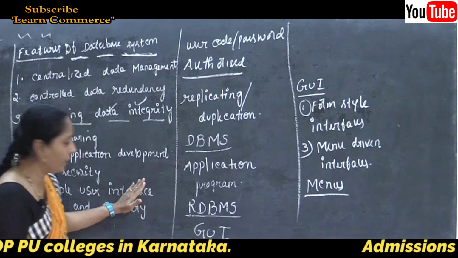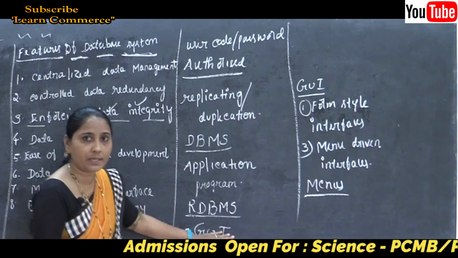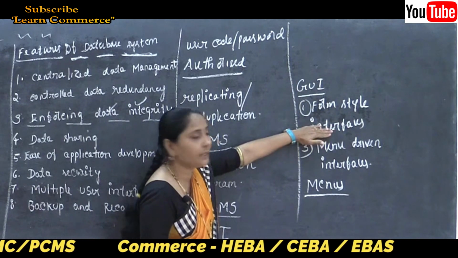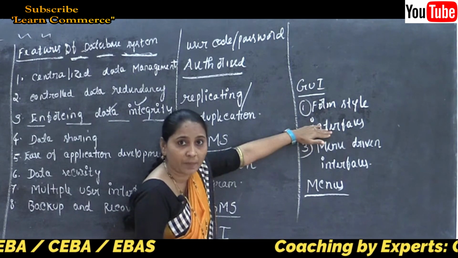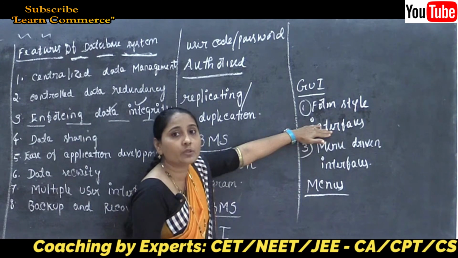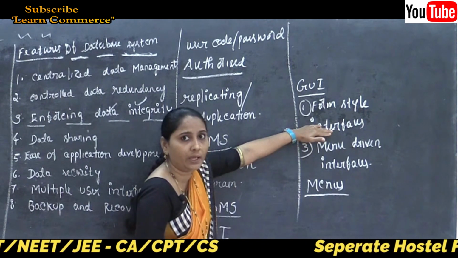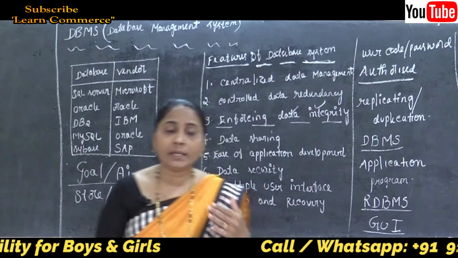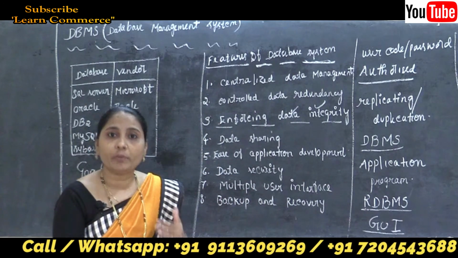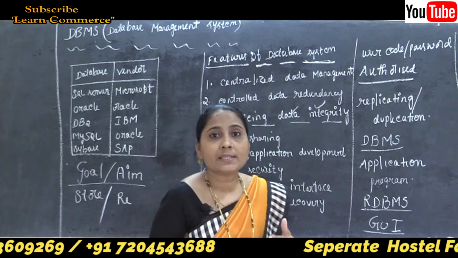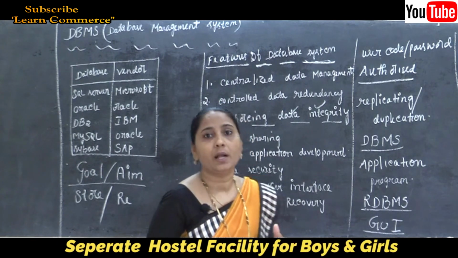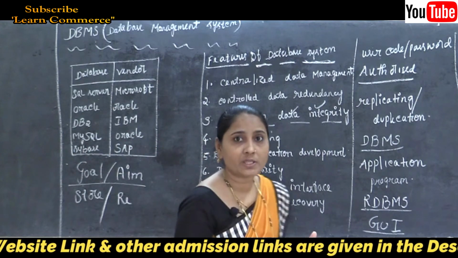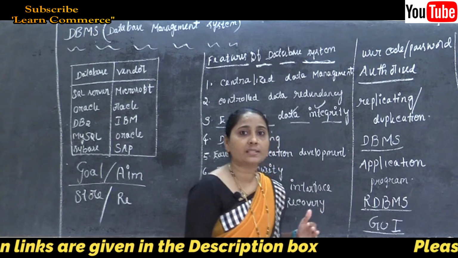So the example is the GUI, graphical user interfaces, which contain two types. First, form style interfaces, which display a form to the user, and the user interacts using the forms only. Second, menu driven interfaces. If the user wants to use menu driven interfaces, it is possible just by selecting from a list of options. The user interaction is possible by using the list of options, which is known as menus.